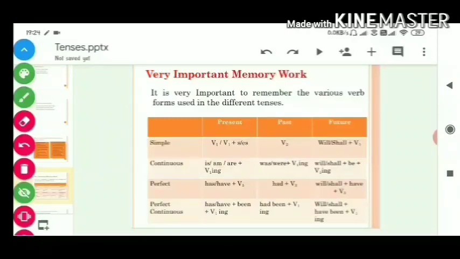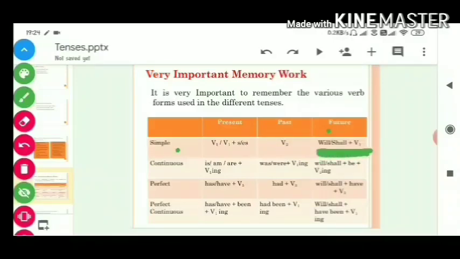Now let us see present simple tense. In present simple tense we use the V1 form of the verb. We use V1 or V1 plus s, es. We use only V1 when the subject is plural. When the subject is singular, we use V1 plus s or es. Past simple tense: we use the V2 form of the verb. Subject plus V2. In future simple tense, will, shall plus V1.